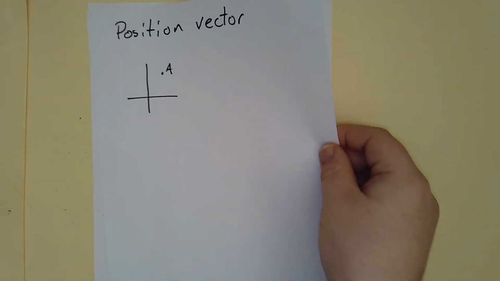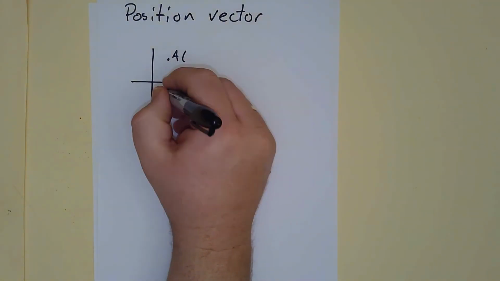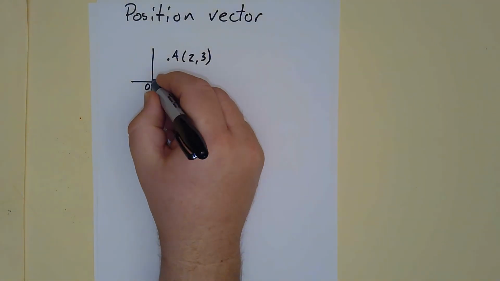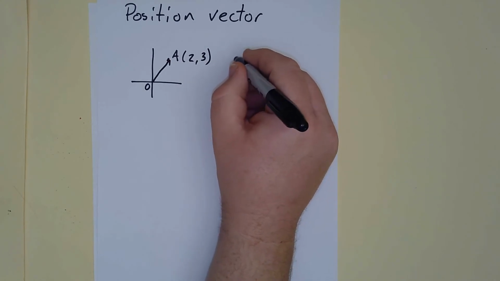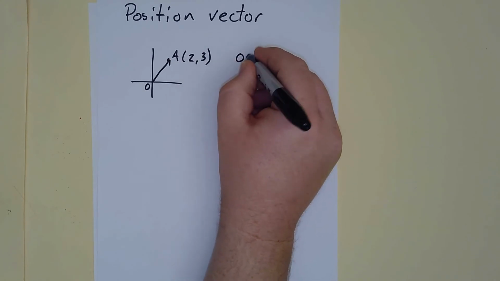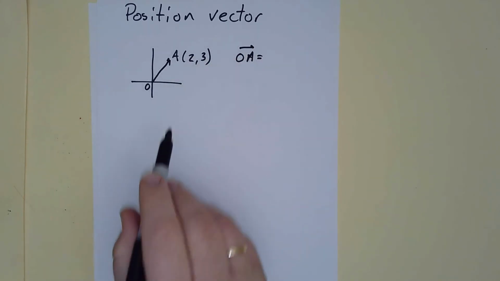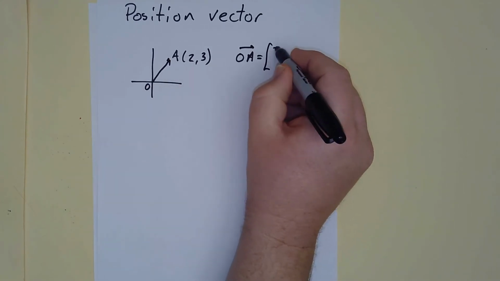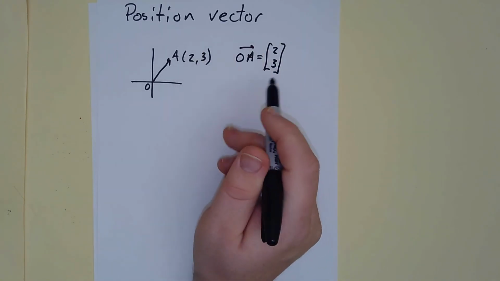Next little thing that we're going to look at, a position vector. So if I've got a position A, let's say 2, 3, I can create a position vector by taking the vector from the origin to that point. So the position vector of A, or OA, would equal, in this case, well, I've gone across 2 and up 3. So in this way, positions can be turned into vectors.